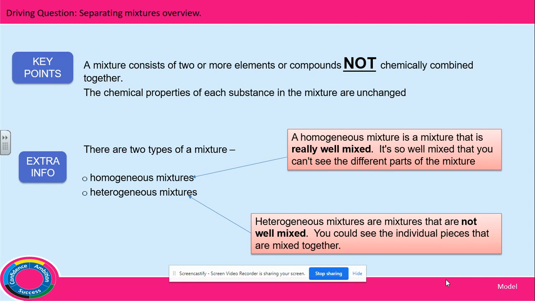However, heterogeneous mixtures. Heterogeneous mixtures are mixtures that are not well mixed. You could see the individual pieces that are mixed together. Can you think of any such mixture? The most common heterogeneous mixture that we know is oil and water. It doesn't matter how you pour the oil into the water or stir the mixture, the oil will always go to the top and the water goes to the bottom because they have different densities. But that's for a different lesson.